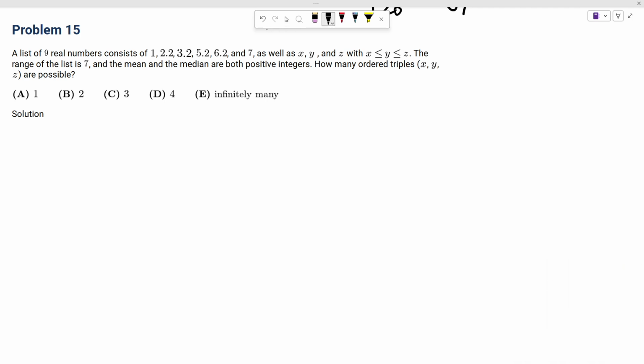Problem 15, which I think was probably the hardest problem on the test. A list of 9 real numbers consists of these 6 numbers, as well as x, y, and z, where x, y, and z are in that order. The range is 7. The mean and median are both positive integers. How many x, y, z are possible? So let's just write the numbers real quick: 1, 2.2, 3.2, 5.2, 6.2, and 7, as well as x, y, z.